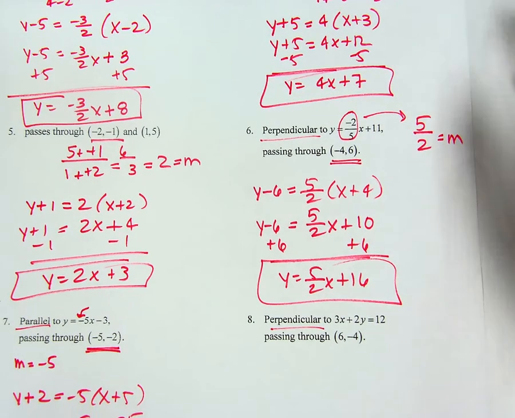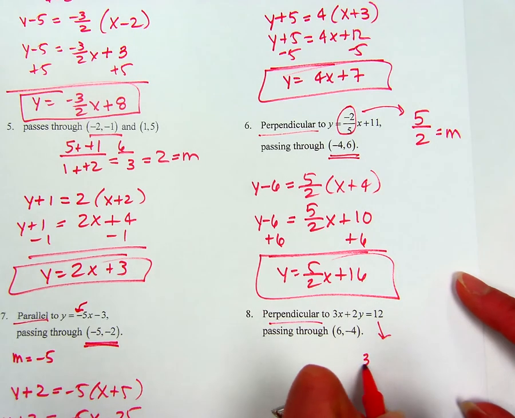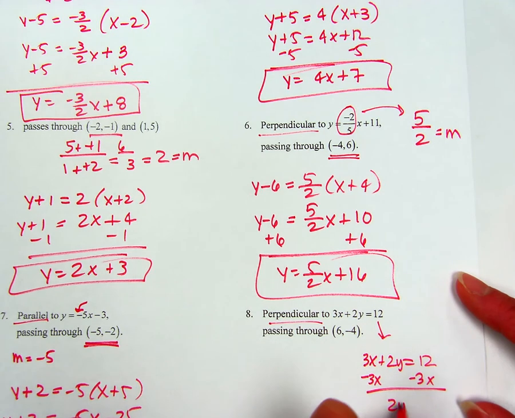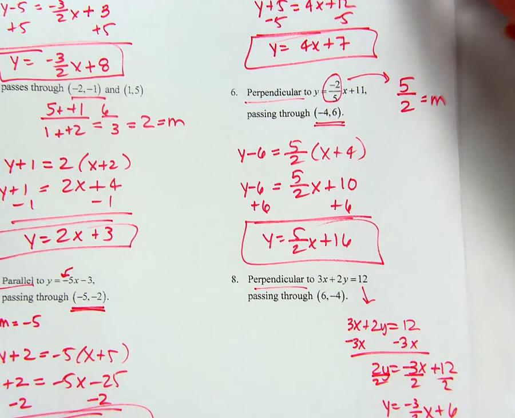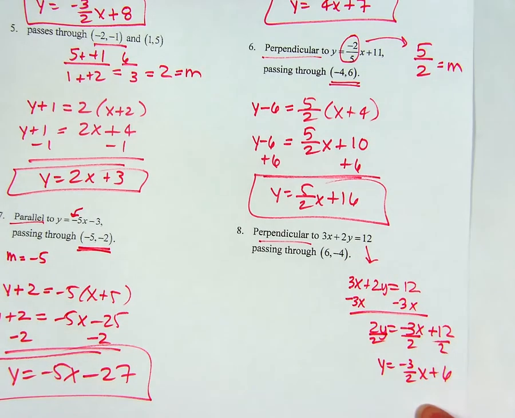All right, and then the last problem. Now this one is not in y equals mx plus b form, so I'm going to need to solve for y first. So I'm going to subtract 3x from both sides. We did this earlier in the chapter, isolating the y, and then dividing everything by 2. So now that I have that, I want to look at what's my slope. So that's the negative 3 over 2.